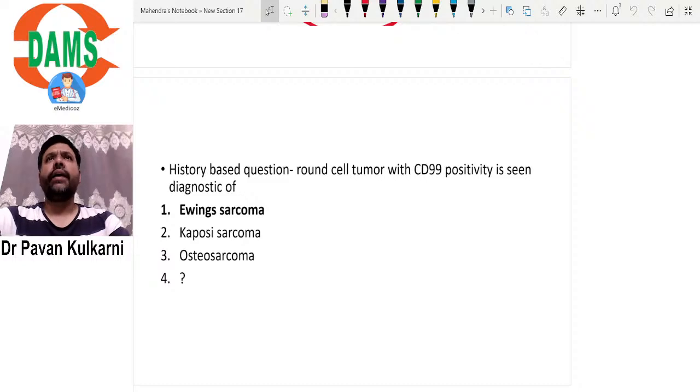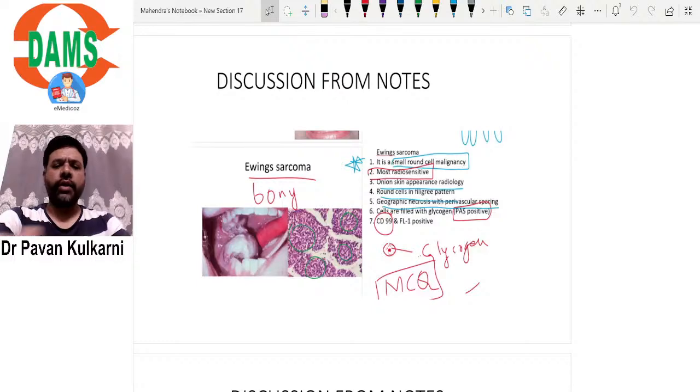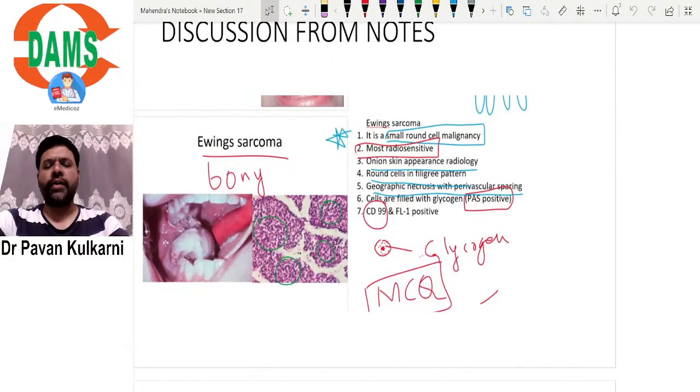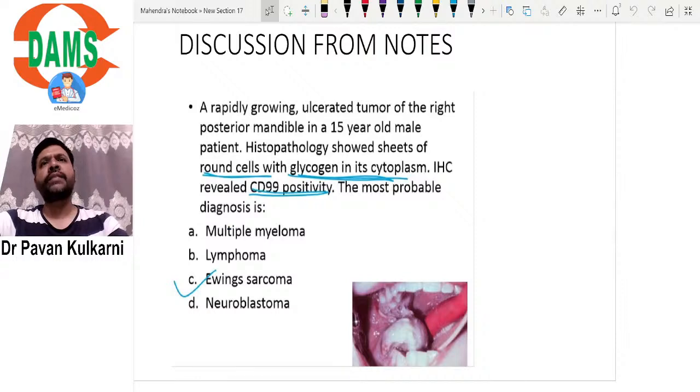A long history based question was there where a clue was given that it is a round cell tumor. CD99 positivity is seen in... The correct answer here is Ewing sarcoma. This has been discussed multiple times in our notes also; this is a direct pick from the notes. Ewing sarcoma is a round cell tumor with CD99 positivity.